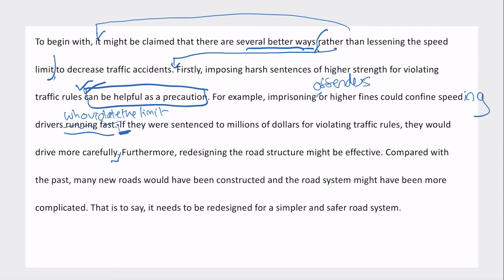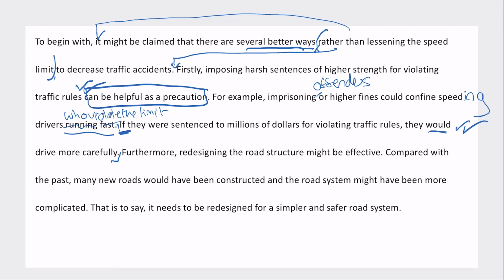They've used an if sentence. If they did something, they would do something, okay? You've shown me your grammar skill, that you can do that kind of sentence. Furthermore, redesigning the road structure might be effective. Compared with the past, many new roads would have been constructed and the road system might have been more complicated. That is to say, it needs to be redesigned for a simpler and safer road system, okay?